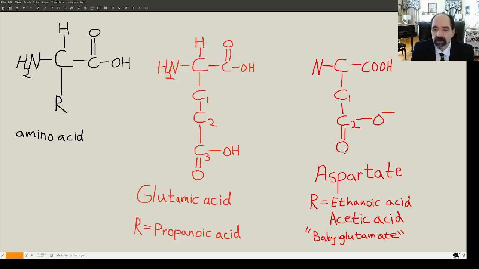And then aspartate is also an excitatory amino acid. Excitatory means that it stimulates the postsynaptic neuron to want to fire an action potential. It raises its resting membrane potential and depolarizes it. The R group for aspartate is ethanoic acid because there are 2 carbons, like ethane would be the alkane with 2 carbons. It's also called acetic acid, and it's very similar to the structure of glutamate, so I'll even call it baby glutamate. So those are the 2 important amino acids for us to be aware of, and they're both excitatory neurotransmitters.